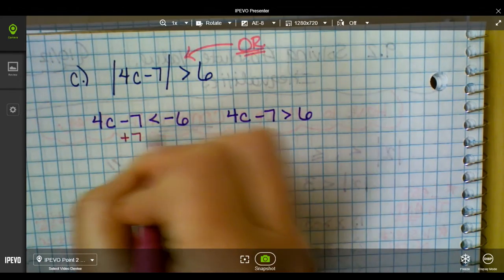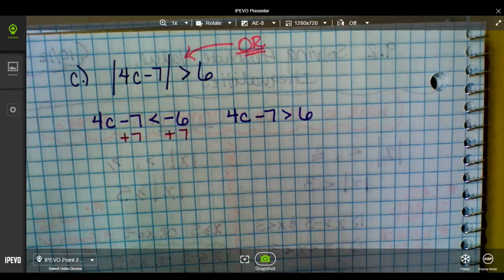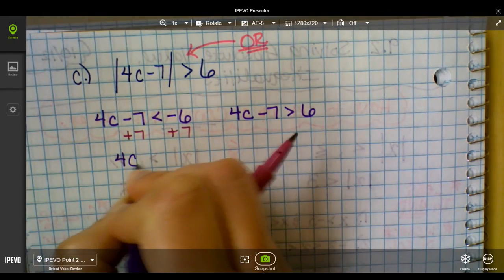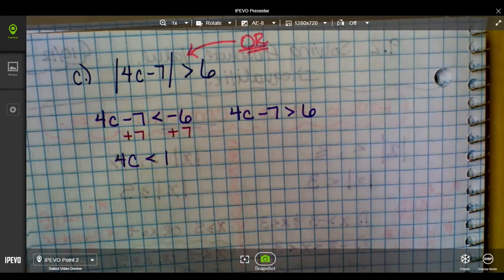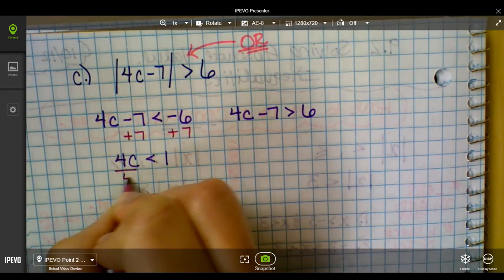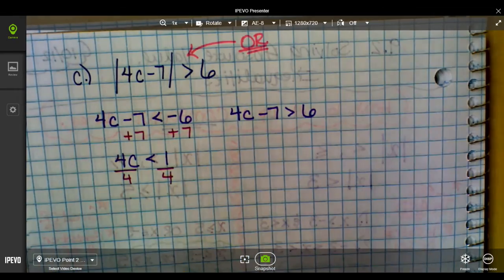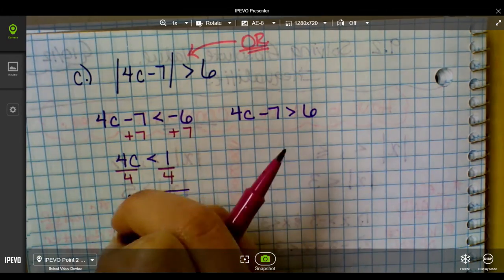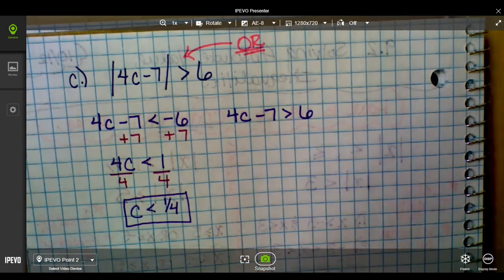Okay, and then we can just go and solve these, and you know how to solve these. So I'm just going to add 7. 4c is less than just 1. Divide by 4. And I have c is less than 1/4. And that's for one of my solutions.